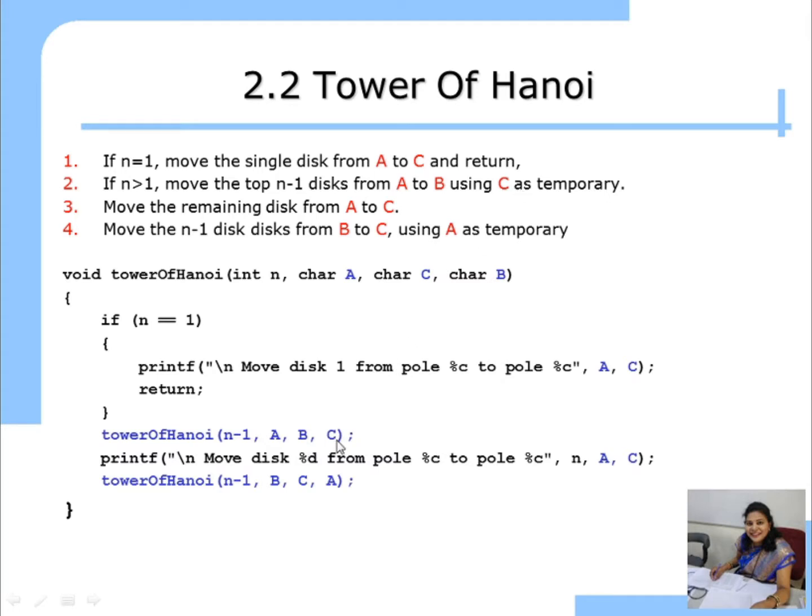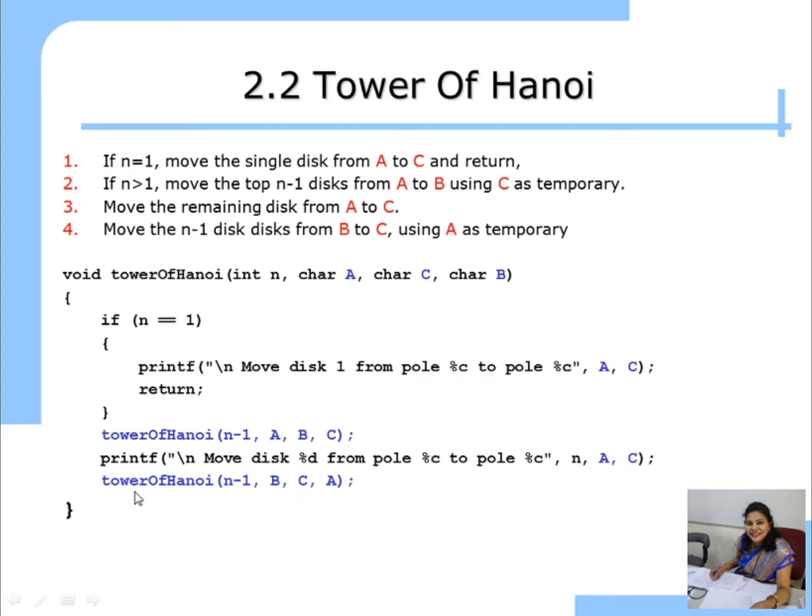That's why we are right here, C. Okay. The next step is to move the remaining disks from A to C. So the next step is a printf statement. Move the remaining disks from A to C means source to destination, A minus C.